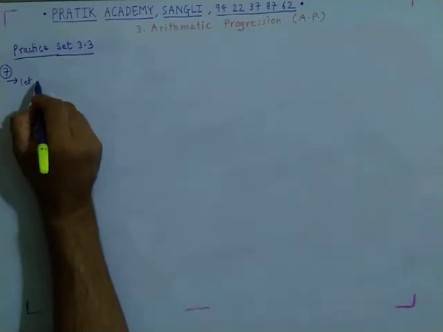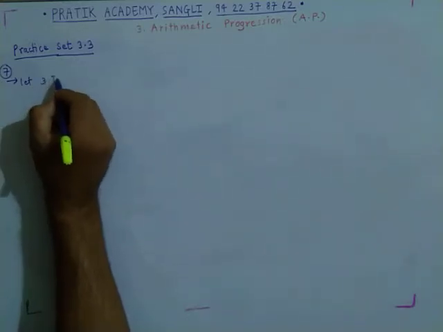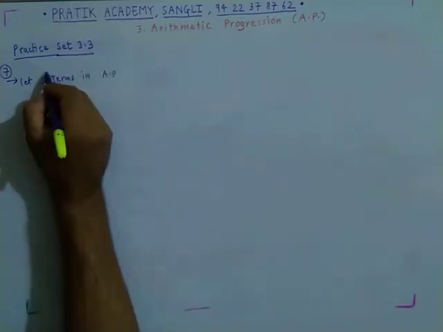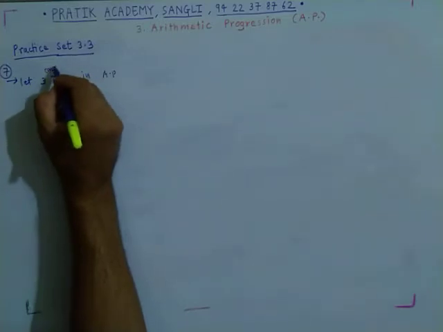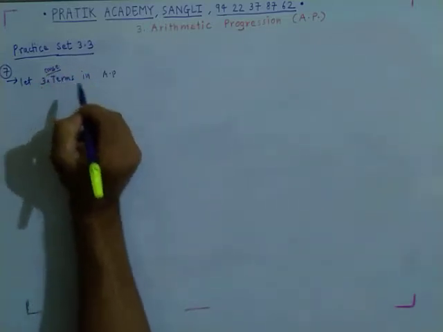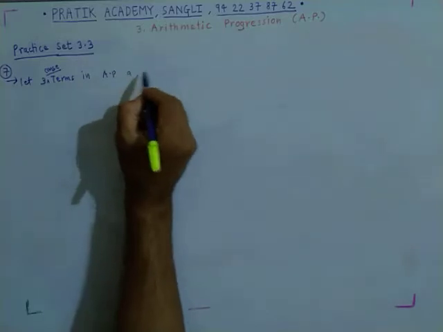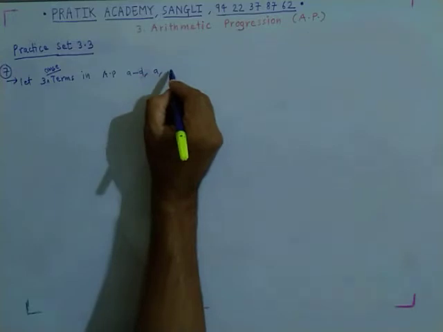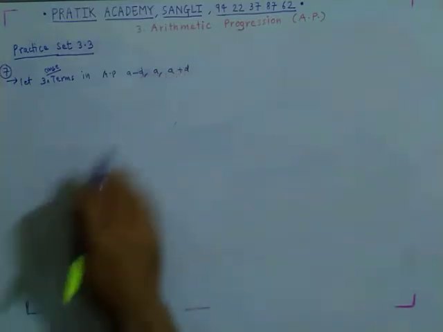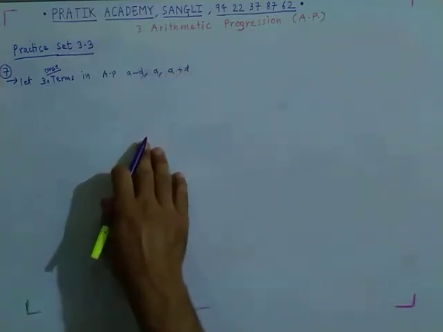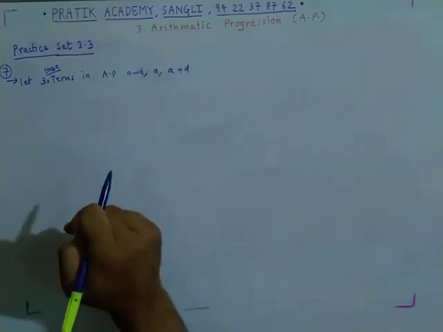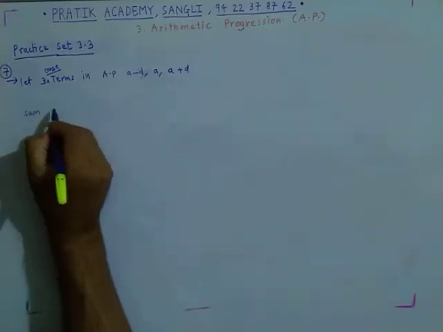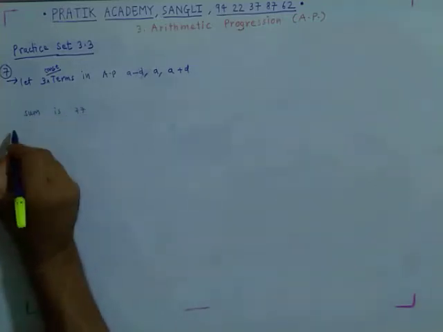take 3 terms. Let the 3 consecutive terms in AP, it's important, be a minus d, a, and a plus d. Now what is the condition given? The sum of 3 consecutive terms is 27. So the condition given is that the sum is 27.